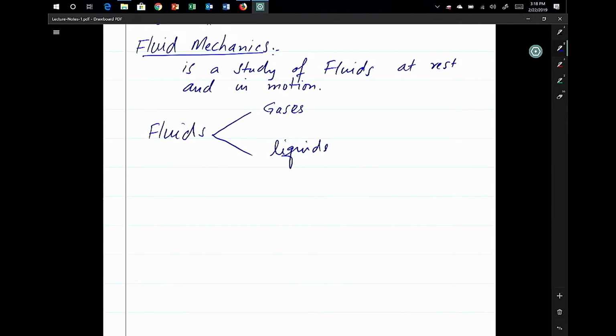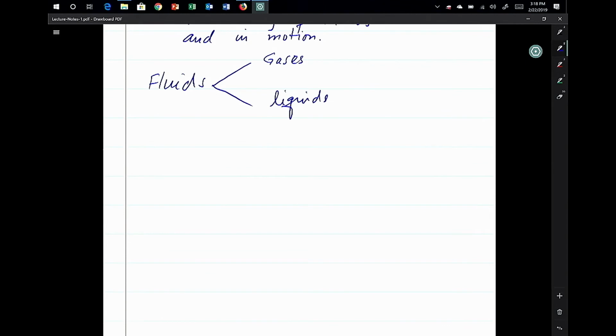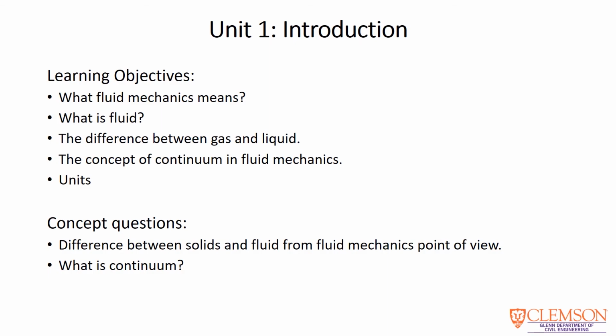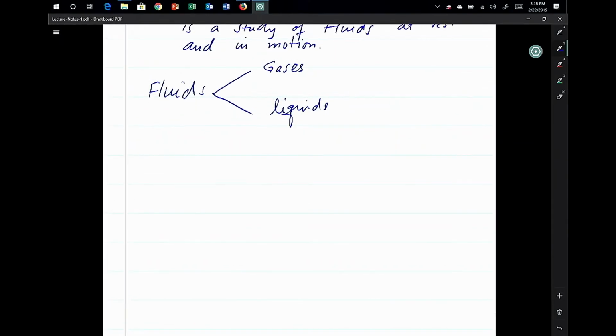So fluids, we only say, well, it can have two different components. You can talk about gas as well as liquids. So now, what's the definition? The first concept, I'm going to come to this topic, and we will look at the difference between solid and fluid. And that's the first concept question that I'm going to deal with. So I'm going to say concept number 1 will be main difference between solid and fluids.